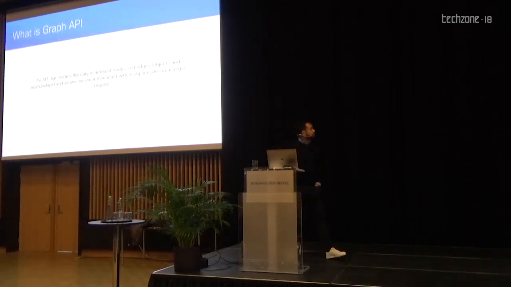So just to level set everybody, what is a Graph API, right? A Graph API is an API that models the data in terms of nodes and edges and allows a client to interact with multiple nodes within a single request. So in the past decade, what we've been doing with web APIs, basically the industry standard has been REST, right?